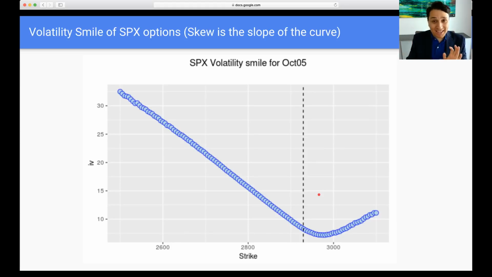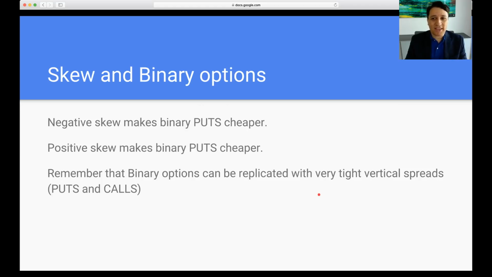And that is structural. You will see a shape like this. It's not even called a volatility smile. Some people call it the volatility front of SPX. It's prevalent in SPX options for pretty much any expiration. That phenomenon in particular has an effect on binary options. And okay, before you get scared, yes, I know no one trades binary options, but let's mention that skew affects the pricing of binary options.